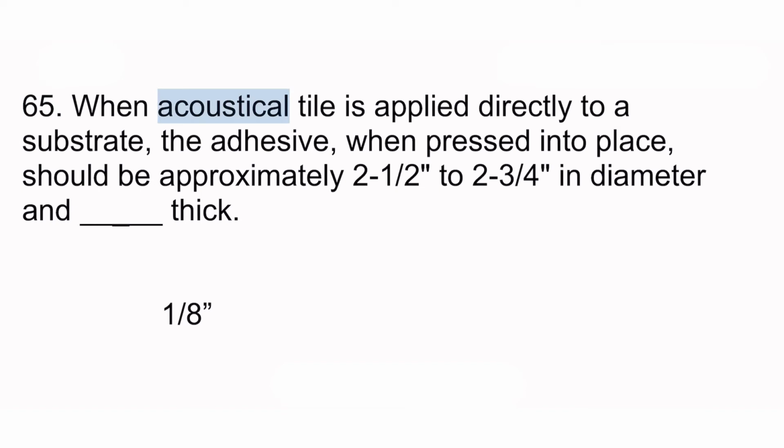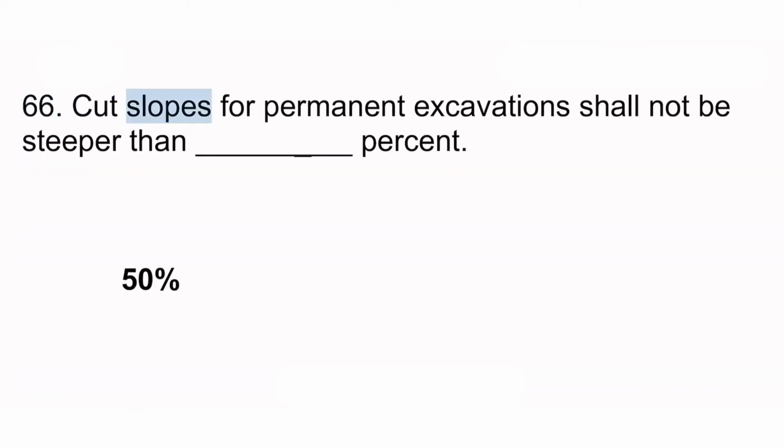65. When acoustical tile is applied directly to a substrate, the adhesive, when pressed into place, should be approximately 2.5 to 2 3/4 in diameter and _ thick. 1/8. 66. Cut slopes for permanent excavations shall not be steeper than _ %.